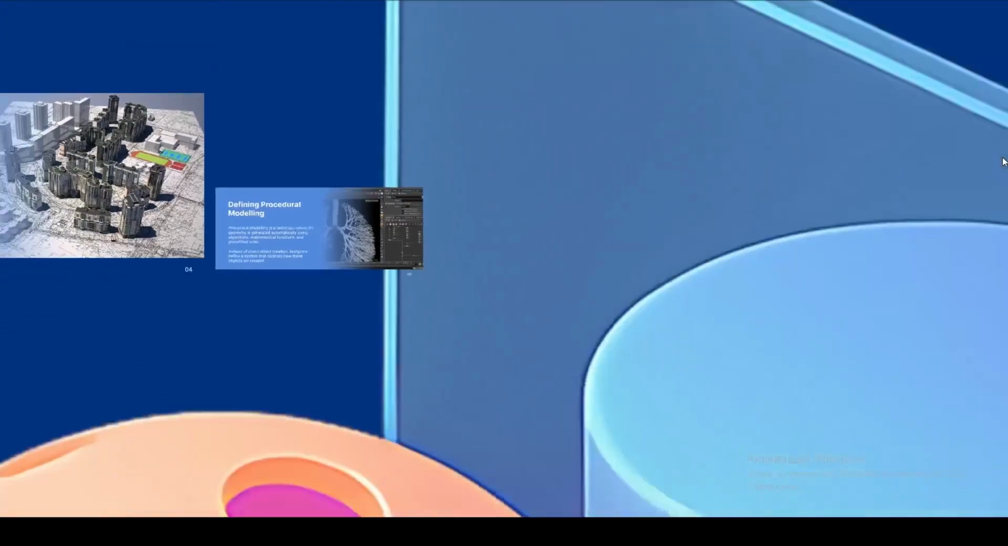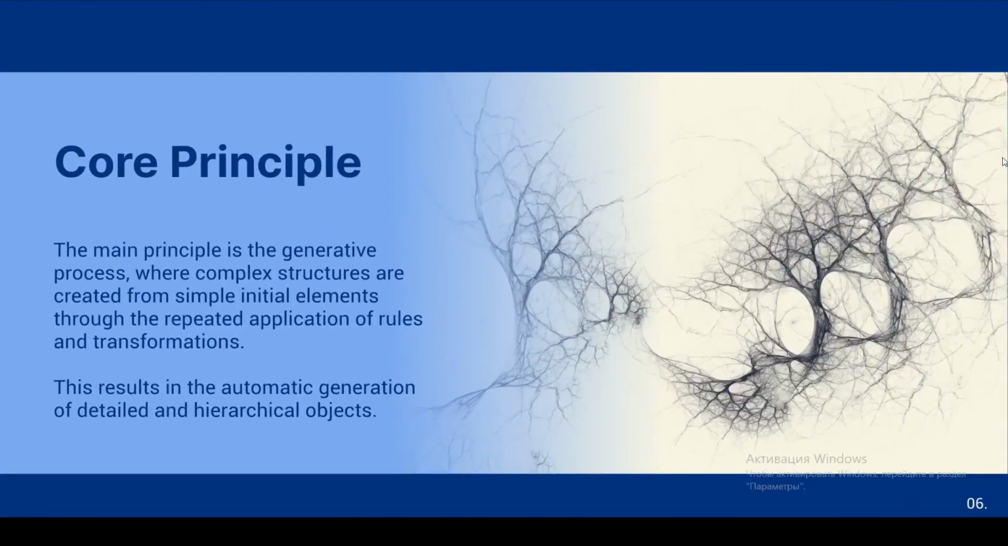The central idea of procedural modeling is the generation of complex structures from simple elements. This is achieved through the repeated application of transformation rules that gradually increase the level of detail. Such a process reflects principles observed in nature, where simple rules can lead to highly complex results. This makes procedural modeling both efficient and powerful when dealing with intricate forms.